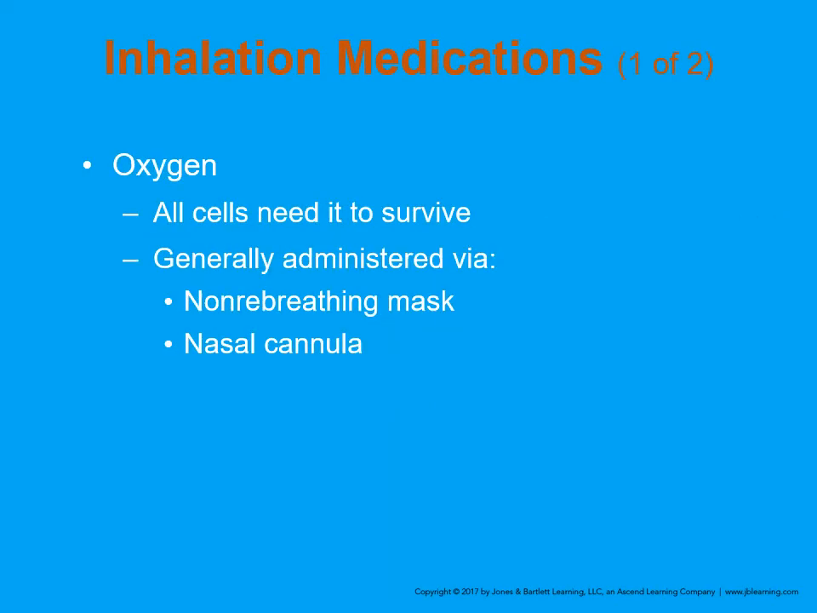Inhalation medications. Oxygen, by far the most commonly administered medication in the pre-hospital setting. All cells, especially those in the heart and brain, need oxygen to function properly. It's generally administered via a non-rebreathing mask at 10 to 15 liters, and via a nasal cannula at 2 to 6. You must also provide artificial ventilations if the patient is not breathing, using a bag valve mask at 15 liters a minute. Ensure that there are no open flames, lit cigarettes, or sparks in the area in which you are administering oxygen.